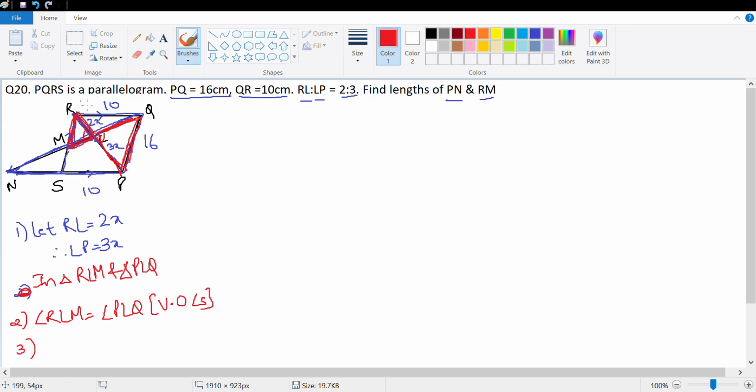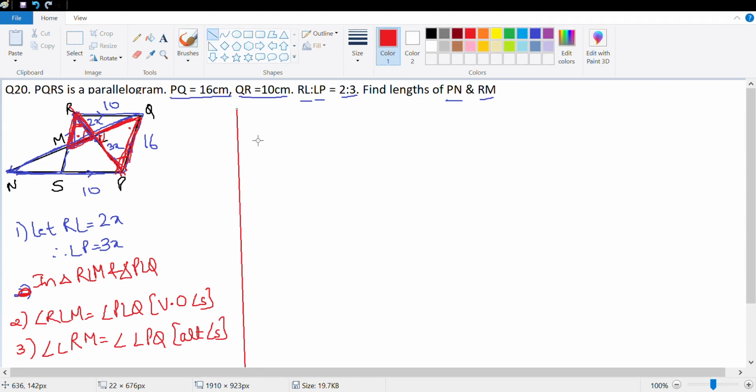Next, since these are parallel lines, this angle here, angle R, and angle P here are equal because these are alternate angles. Similarly, angle M here and angle Q here will be equal because these are parallel lines, and this is the transversal. So let's just write this down. Angle LRM is equal to angle LPQ. These are alternate angles. What does this give us?